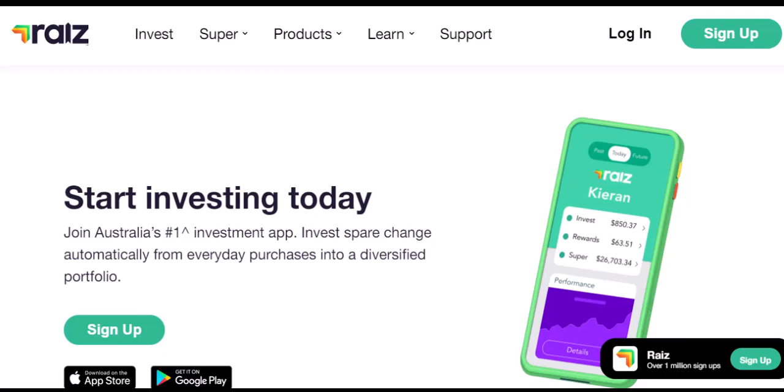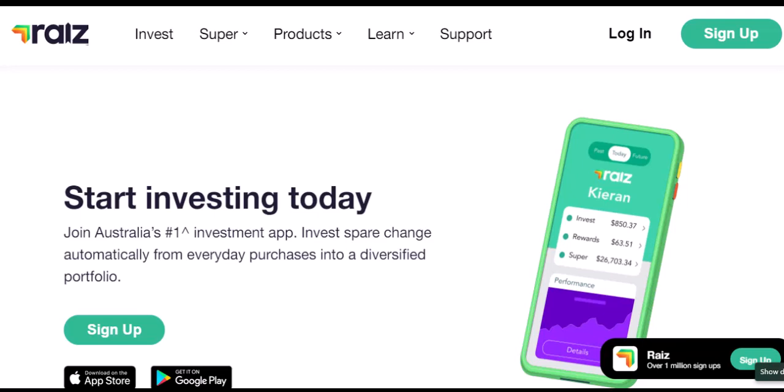Maybe you've seen those commercials with the cute cartoon camels talking about investing. Or perhaps a friend keeps raving about this app that grows your money while you sleep. Intriguing, right? But before you jump in, there's one crucial question. Can you even use Raiz Invest?